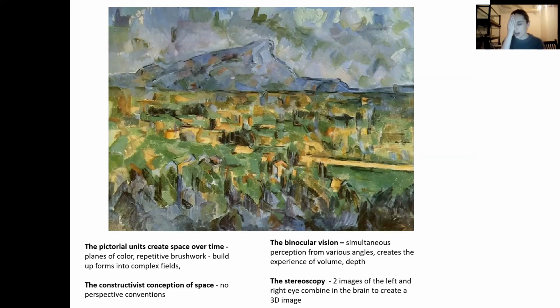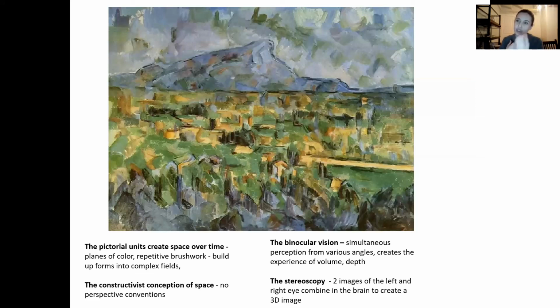If you close one eye, you see a world a little bit differently than if you close it and open the other eye. Because we don't have monocular vision, we have binocular vision. When we see with two eyes, we simultaneously perceive from different angles. That is what allows us as human beings to perceive volume and depth. That is what Cézanne is giving us.